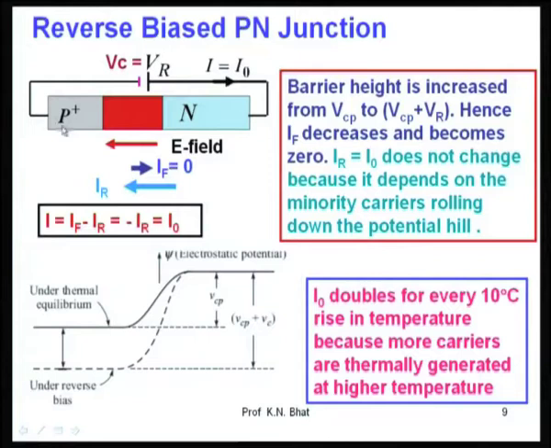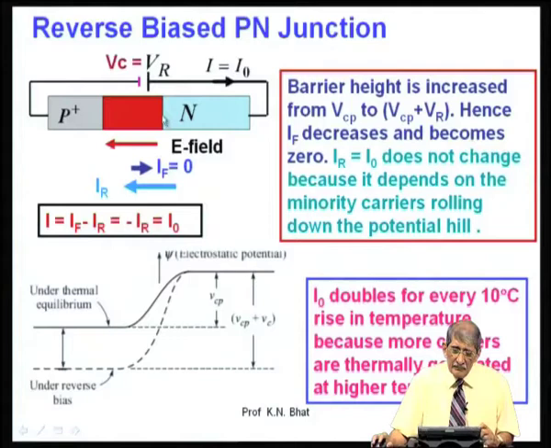Please remember now, by any chance, if you are able to bring the plus charges near this potential barrier, if I increase that concentration either by increasing the temperature or by a mechanism which will break these covalent bonds, that is by shining light, then this I naught will go up. In fact, in a solar cell, you do that. You shine light so that you generate carriers, and current can be collected. Okay? So, this reverse current will be constant I naught, decided by temperature.